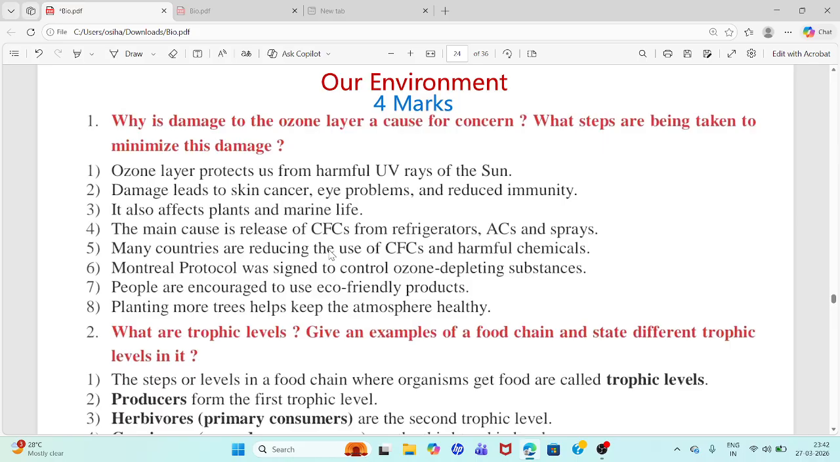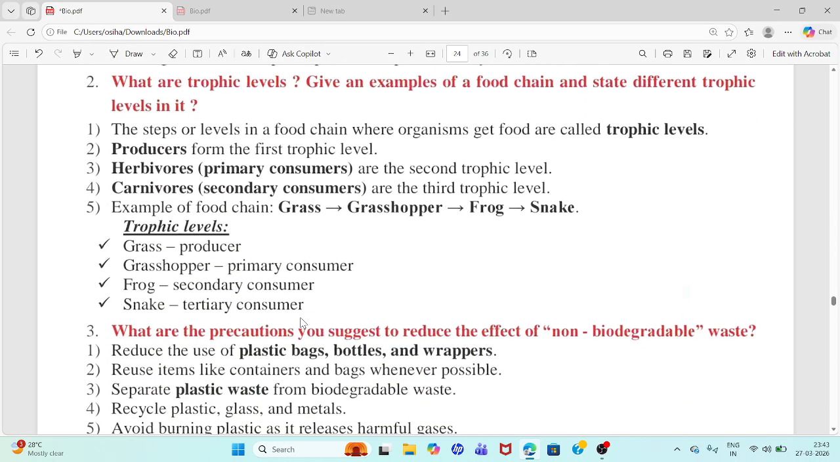Many countries are reducing the use of CFCs and harmful chemicals. The Montreal Protocol was signed to control ozone depleting substances. Seventh point: people are encouraged to use eco friendly products. Planting more trees helps keep the atmosphere healthy.